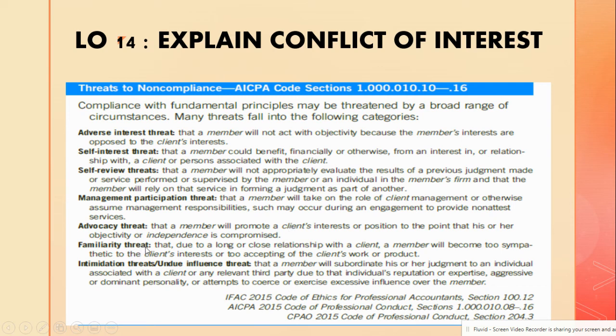Okay. Familiarity threat, that due to a long or close relationship with the client, a member will become too sympathetic to the client's interest and too accepting of the client's work or product. Okay, because you have audited that particular firm for 10 years. Definitely you will build some relationship there. So that is also not a good engagement. So even an audit firm cannot engage with the same company for so long. Because this will create a familiarity threat. When you become close to that person, you become sympathetic easily. Anything that is done wrong by the company, maybe you will not disclose it.